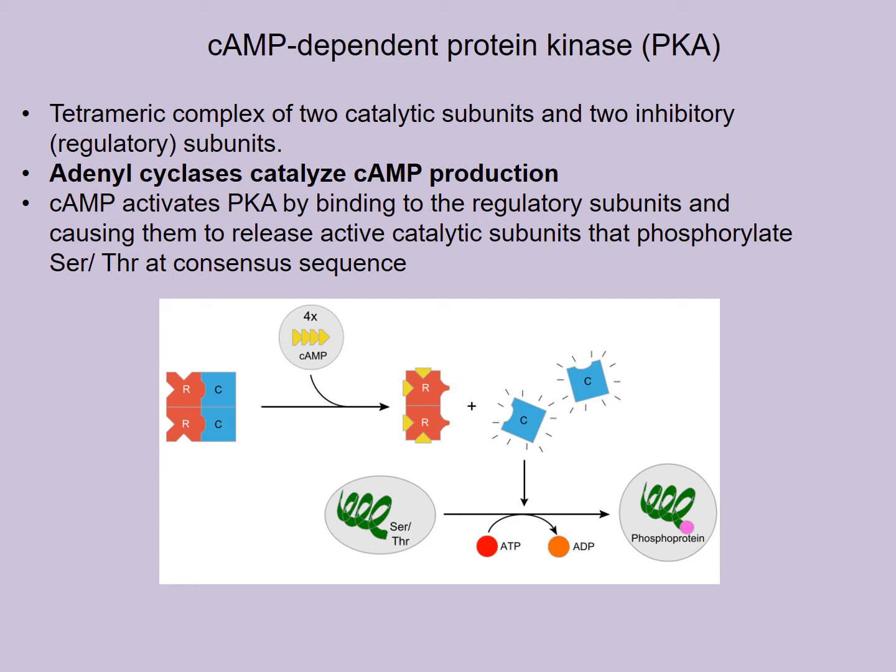Now, when there's an increase in cAMP, you need 4 cAMPs, 2 cAMP molecules for each regulatory subunit. And when regulatory subunits bind the cAMP, their affinity for the catalytic subunit decreases, which is represented here as the change in the shape of the part that fits in the catalytic subunit. That allows catalytic subunits to dissociate from the regulatory subunit, and then they are active. So then they can add a phosphate at the serine or threonine that they phosphorylate. So these are serine threonine kinases. So PKA is a serine threonine kinase.